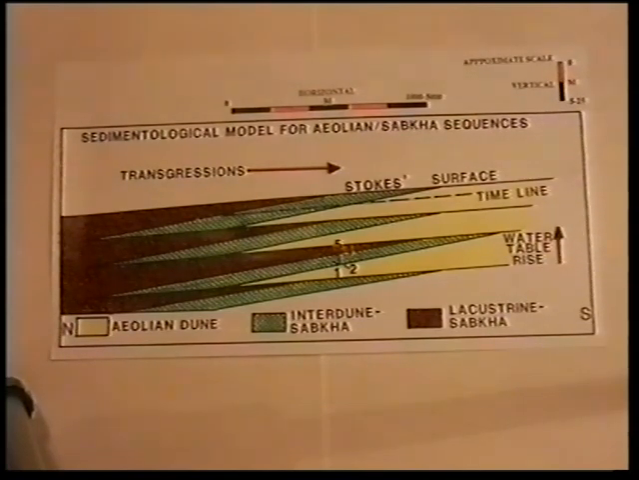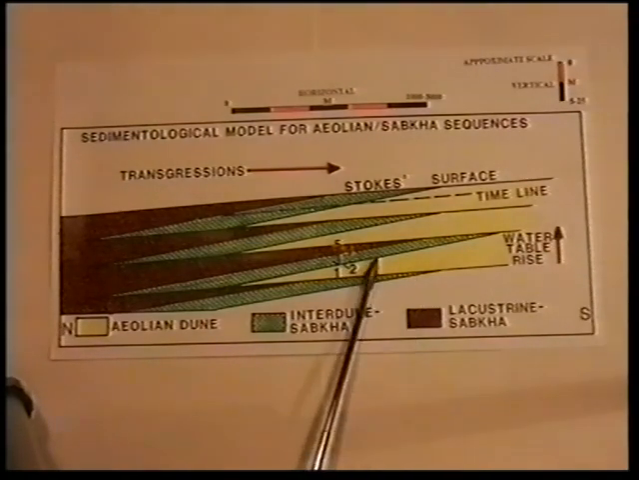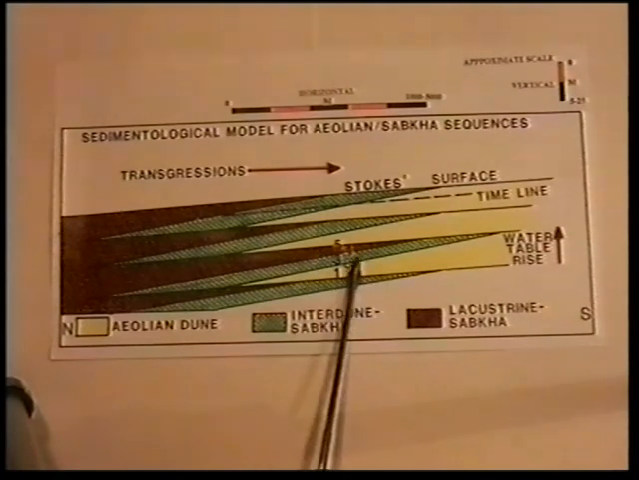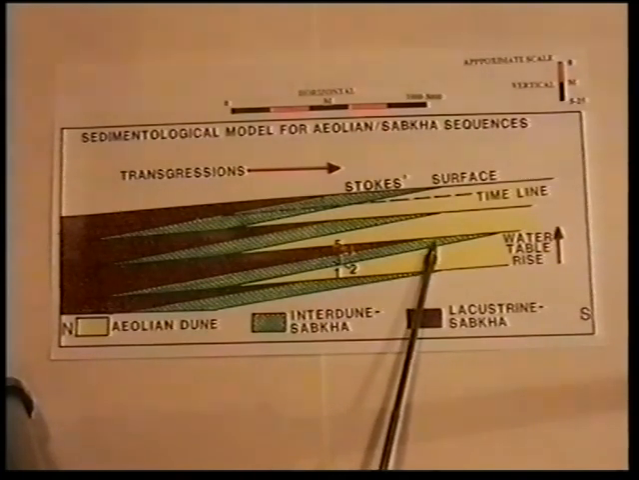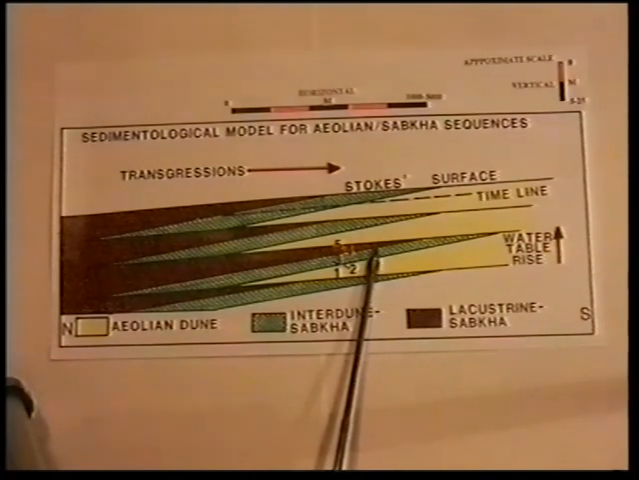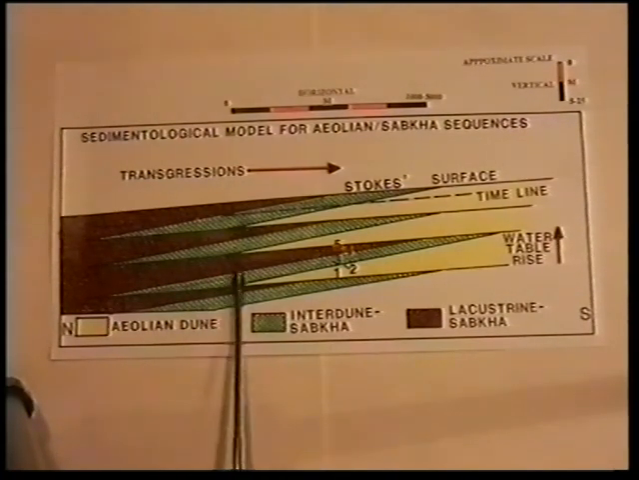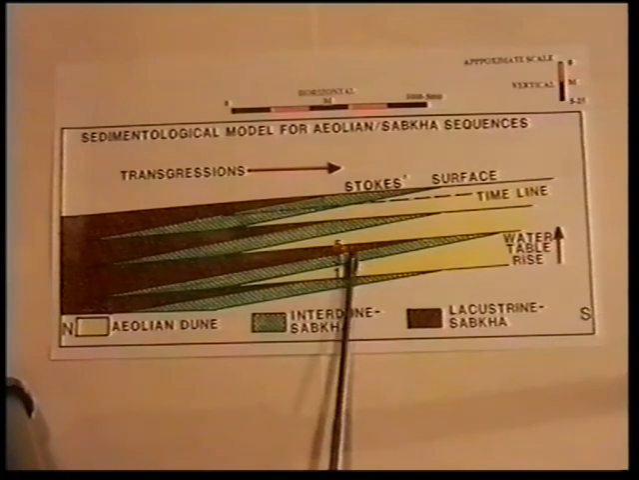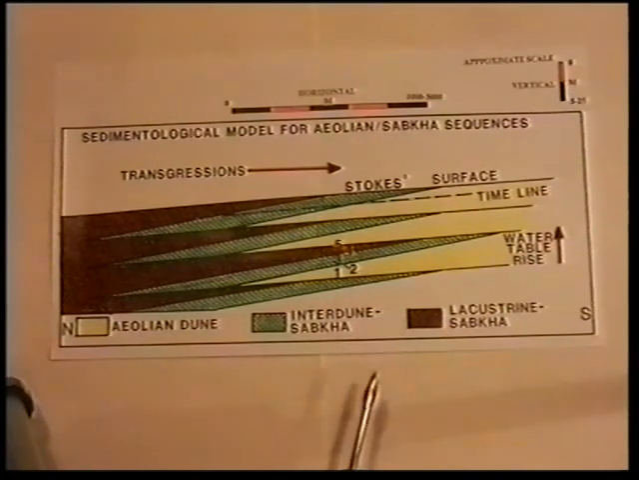These first order Stokes deflation surfaces form after the following: 1. Deposition of aeolian dune sand, 2. Desert lake transgression, after which 3. interdune sabkha silty sands are deposited, after which 4. Further lake transgression occurs, and then finally 5. Major desiccation after the desert lake transgression.